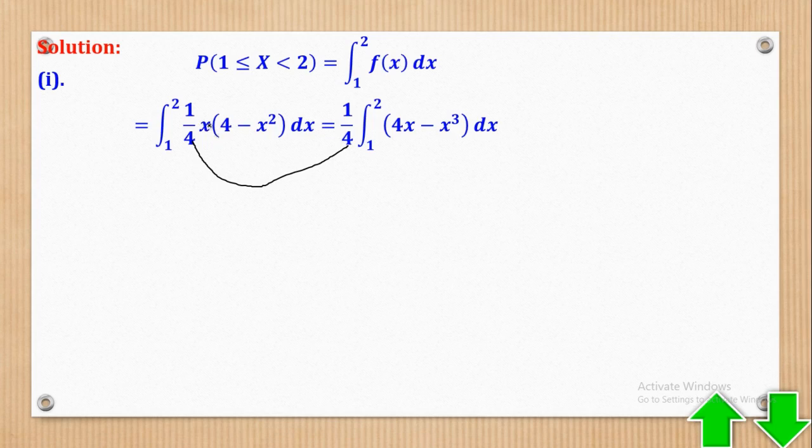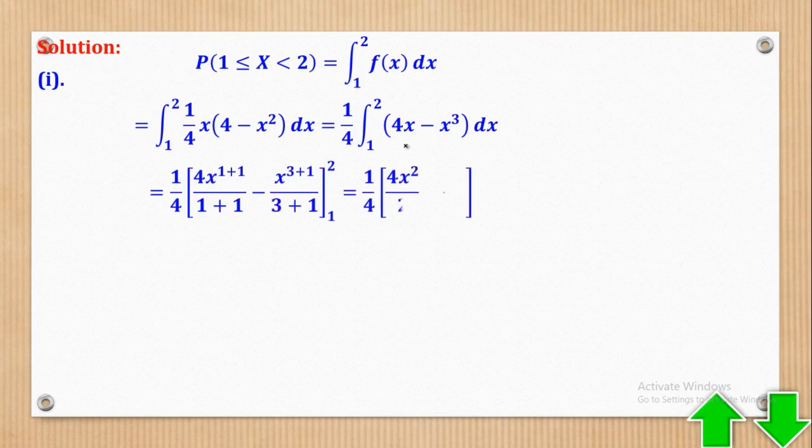Then after that, we have to bring this x inside. So x times 4 gives you 4x. Then x times x squared gives you x cubed. So now we can integrate. Remember, the integration is by increasing the power by 1 divided by the new power. So you first leave this constant outside, and then we open brackets, then we start integrating.